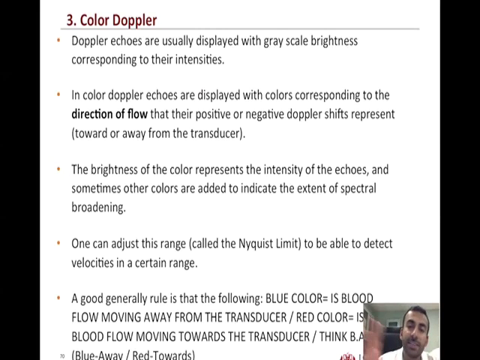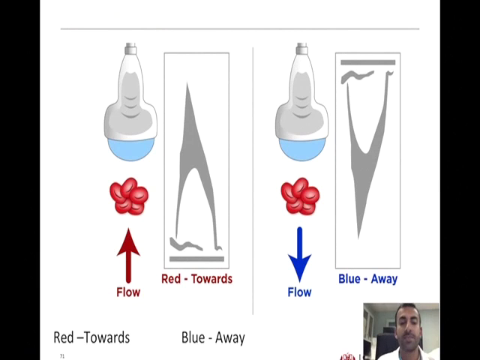Fundamental to this concept of assigning colors to the direction and intensity of flow, one should always remember the acronym BART: blue away and red towards. The blue color designates flow moving away from the transducer, and the red color designates flow moving towards the transducer. Again, this is traditionally how all ultrasound probes identify color Doppler. Think of the acronym BART, blue away, red towards. This cartoon just shows that any ultrasound wave showing a signal going towards the probe would be red, and going away from the probe would be blue.